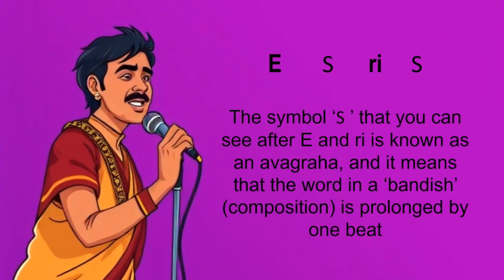Here, have a look at this symbol. It is known as an avagraha, and it means that the word in a bandish or composition is prolonged by one beat. This phrase is part of a bandish in Rag Yaman, and I'll give you the example. So it's A avagraha, Ri avagraha. So it will sound like Hey Ri. I'll do it once more. Hey Ri.